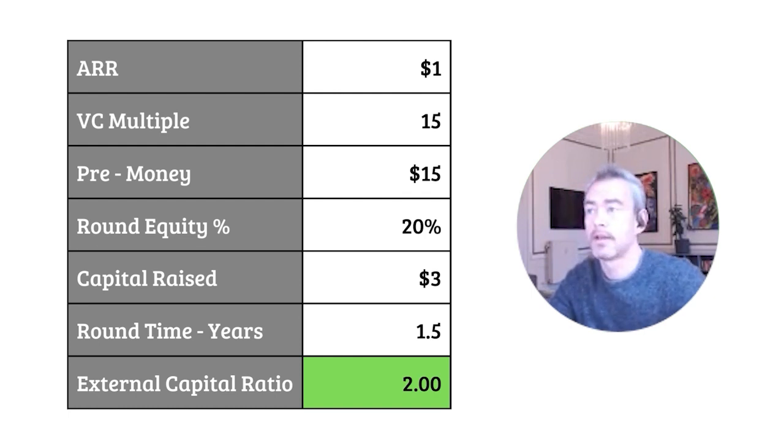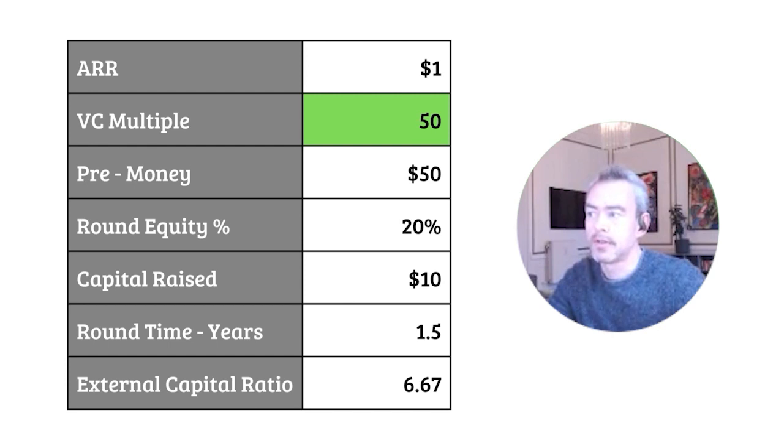Okay, great. So let's play around with this and say, what happened back in 21 or Q1 of 22 when multiples were way higher? Let's say that you had a multiple of 50. Now the external capital ratio jumps to 6.7. So that means that you're going to have $6.7 of venture capital revenue for every $1 of customer revenue as growth capital. Well, what does that do?